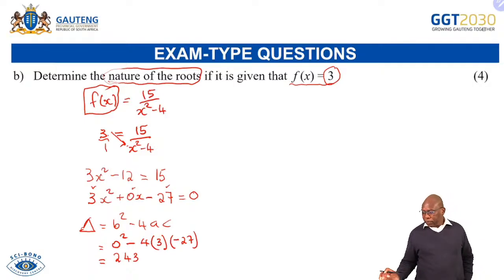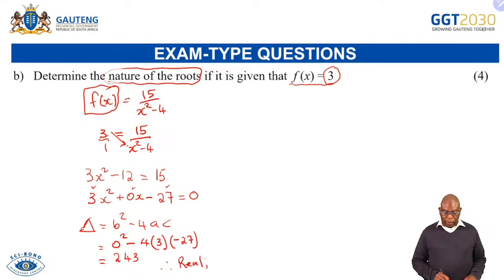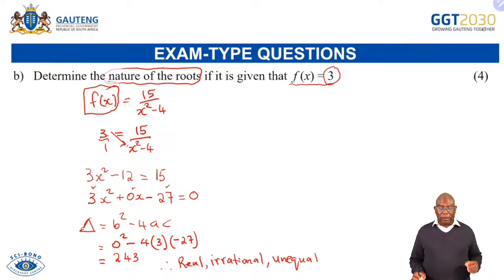If I get a decimal number, then it means it is not a perfect square. It is not 0. It's not a perfect square. So if it's not a perfect square, what type of roots am I going to have? They are going to be real. But if it's not a perfect square, then they become irrational, and obviously they will be unequal. I hope now you understand why the table is very important. The discriminant is going to be 243, not a perfect square, but it's greater than 0, therefore it will be irrational.